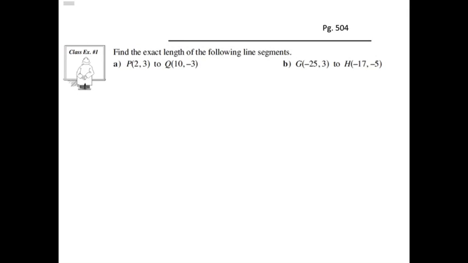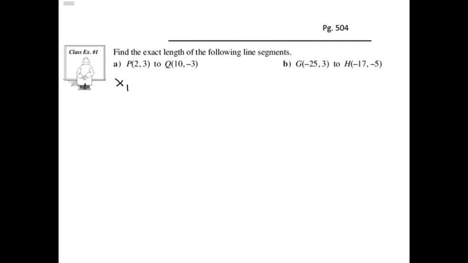Find the exact length of the following line segments. We've got P and Q, where P is at (2, 3) and Q is at (10, -3). In order to figure this problem out, it's best to establish what our x1s, x2s, y1s, and y2s are. Then it makes it so much easier to use the distance formula.